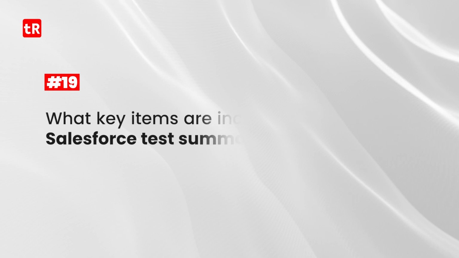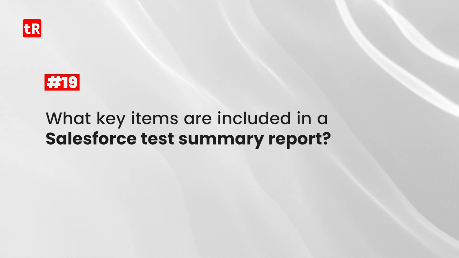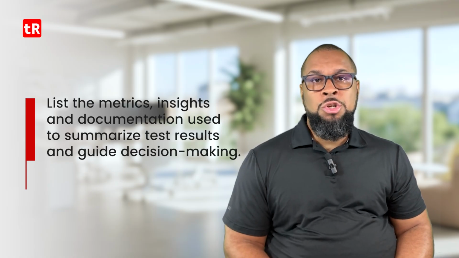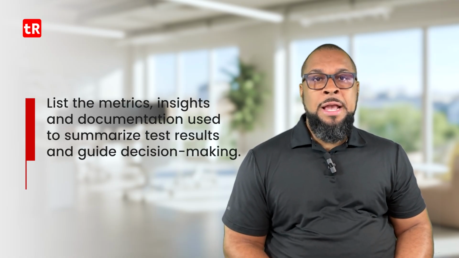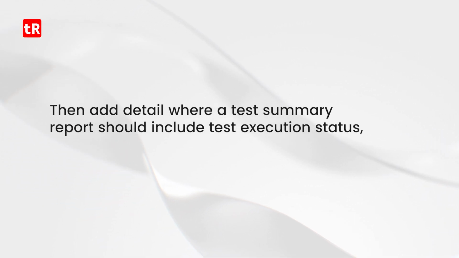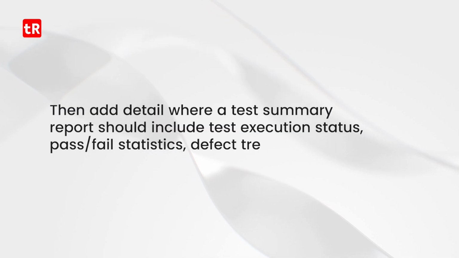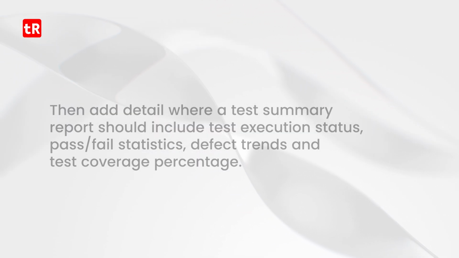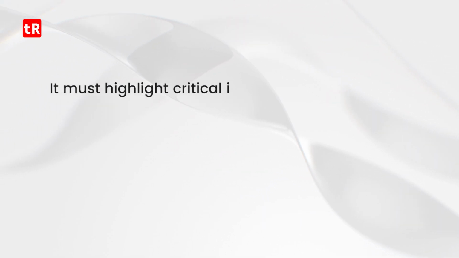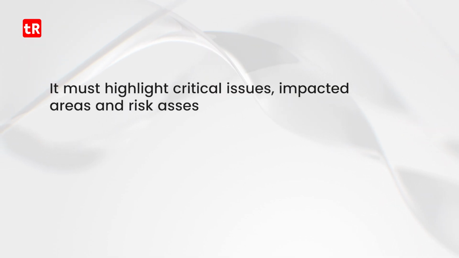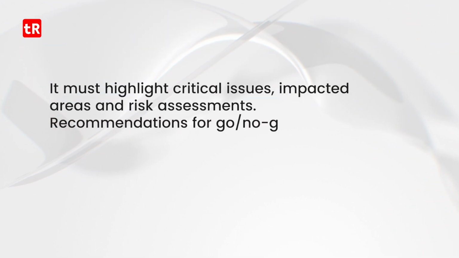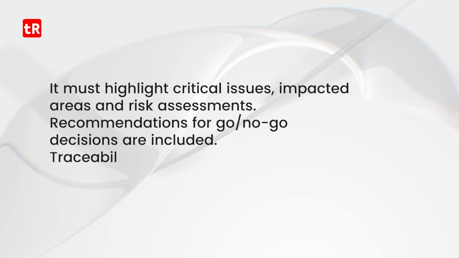Reporting is the base of question 19. What key items are included in a Salesforce test summary report? First, list the metrics, insights, and documentation used to summarize test results and guide decision-making. Then add detail where a test summary report should include test execution status, pass-fail statistics, defect trends, and test coverage percentage. It must highlight critical issues, impacted areas, and risk assessments. Recommendations for go, no-go decisions are included.